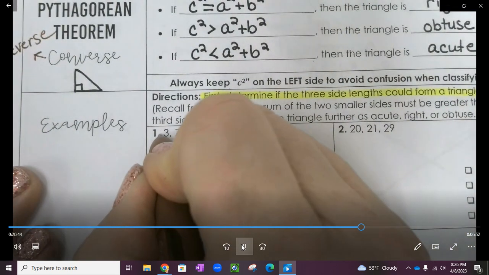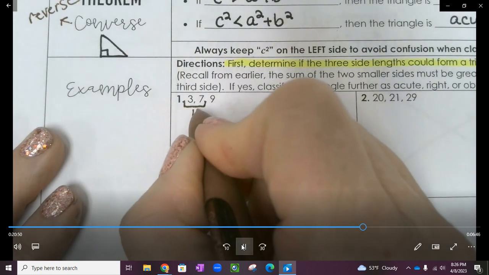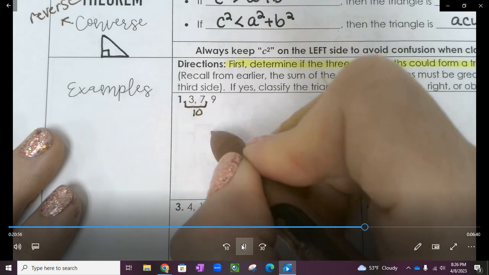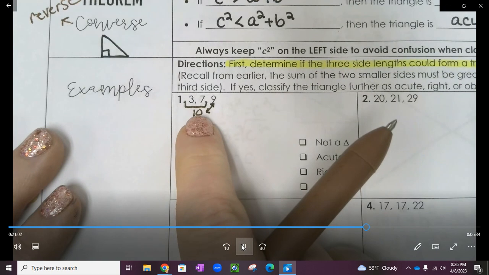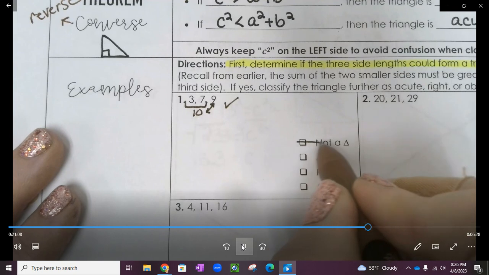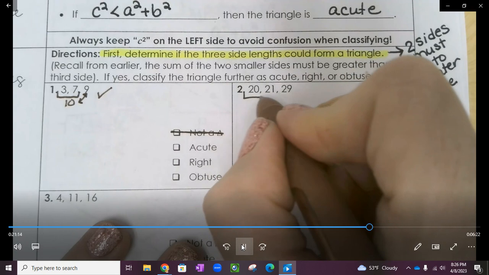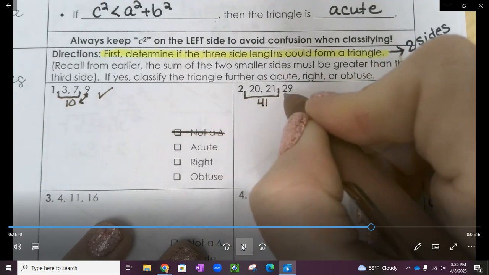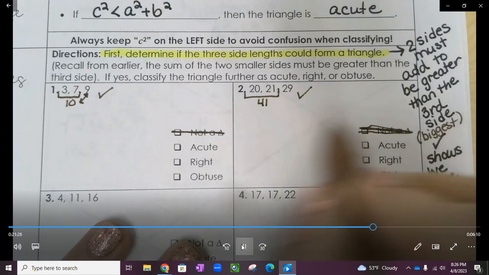This is how I have always organized my work. I put a little bracket under that and I write what that adds to. That adds to 10. Is 10 bigger than 9? We are looking at these two numbers right here. If this number is bigger than that number, then this is yes. This will not be one of our choices. Okay, let's look at this one. We're going to go through this quick. That's going to be 41. Is 41 bigger than 29? Yes. So this is not one of my answers, we're actually going to work this out.